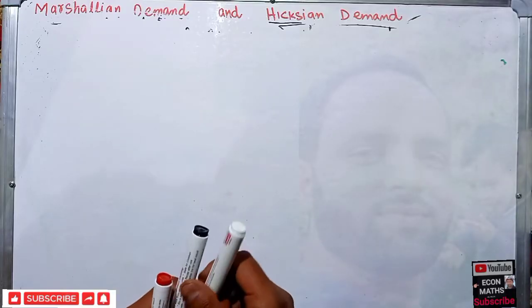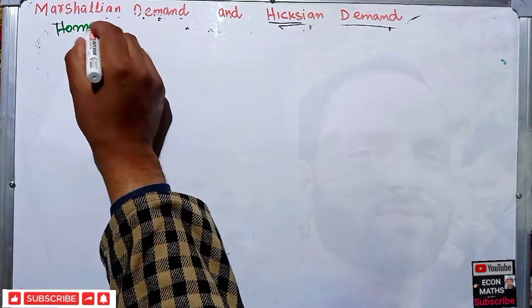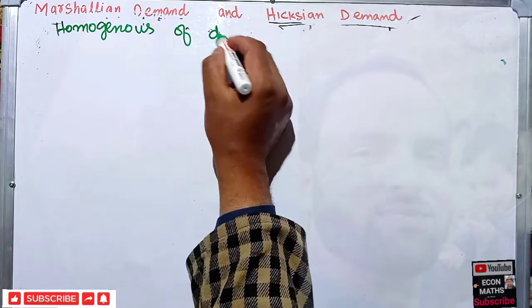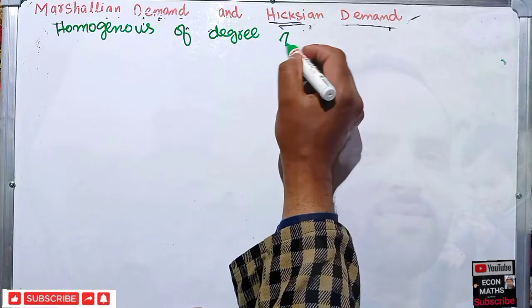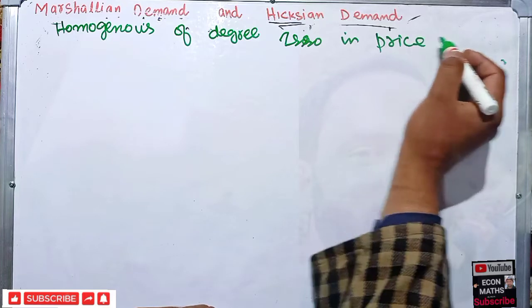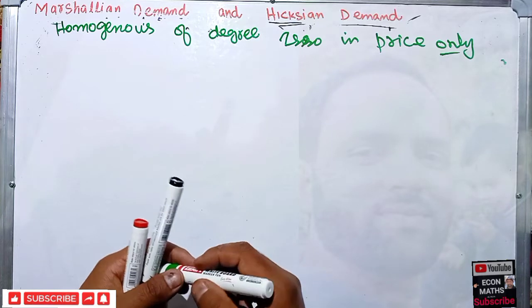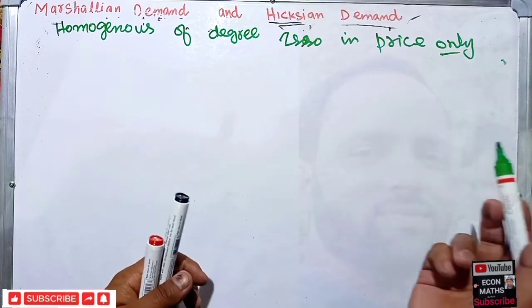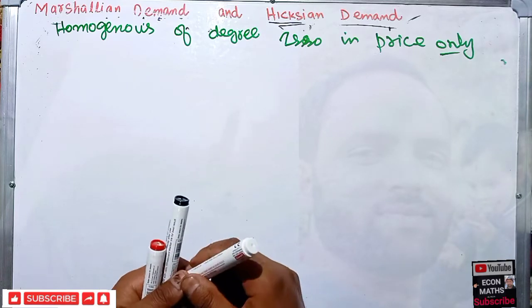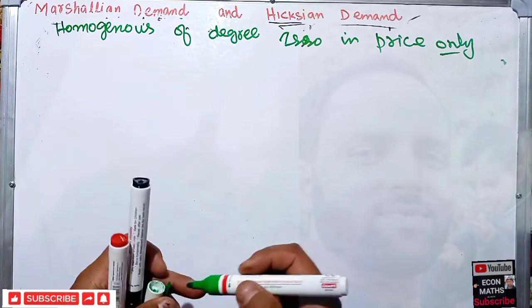Now coming to the Hicksian demand function. The Hicksian demand function is homogeneous of degree 0 in price only. The Marshallian demand function was homogeneous of degree 0 in price and income, but the Hicksian demand function is homogeneous of degree 0 in prices alone. So I will show you how we do this.